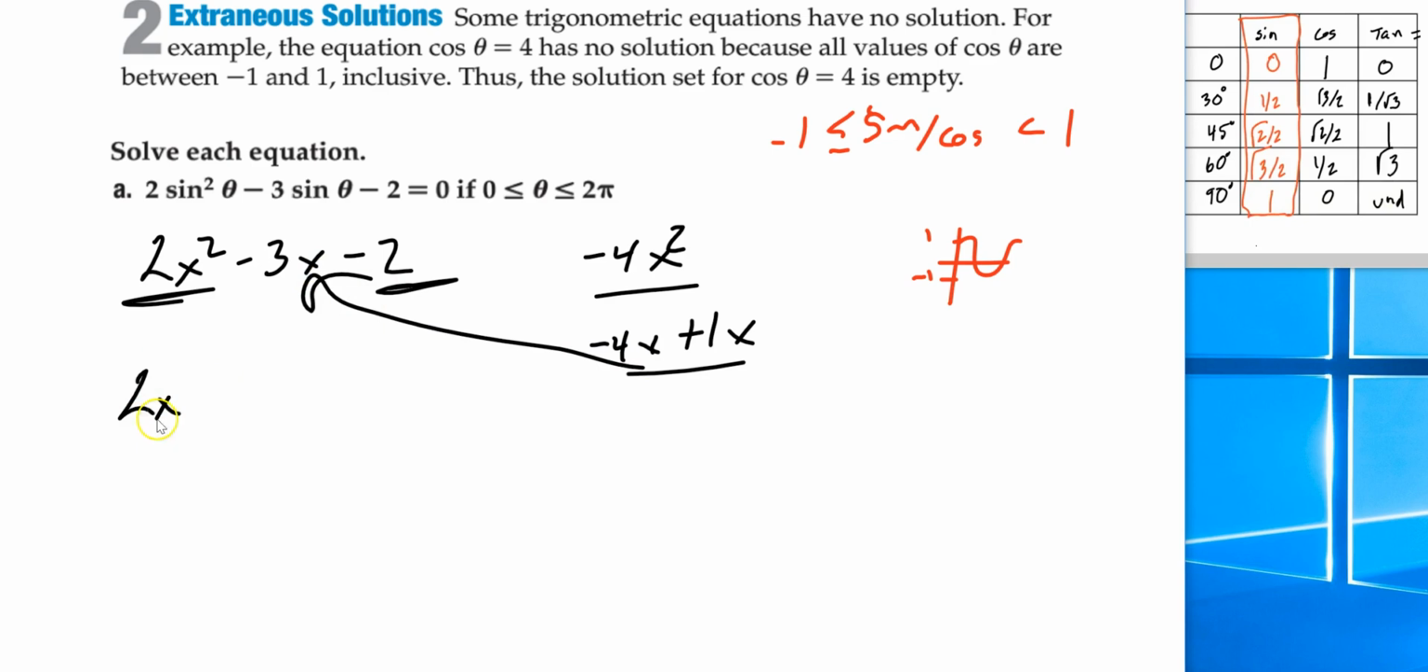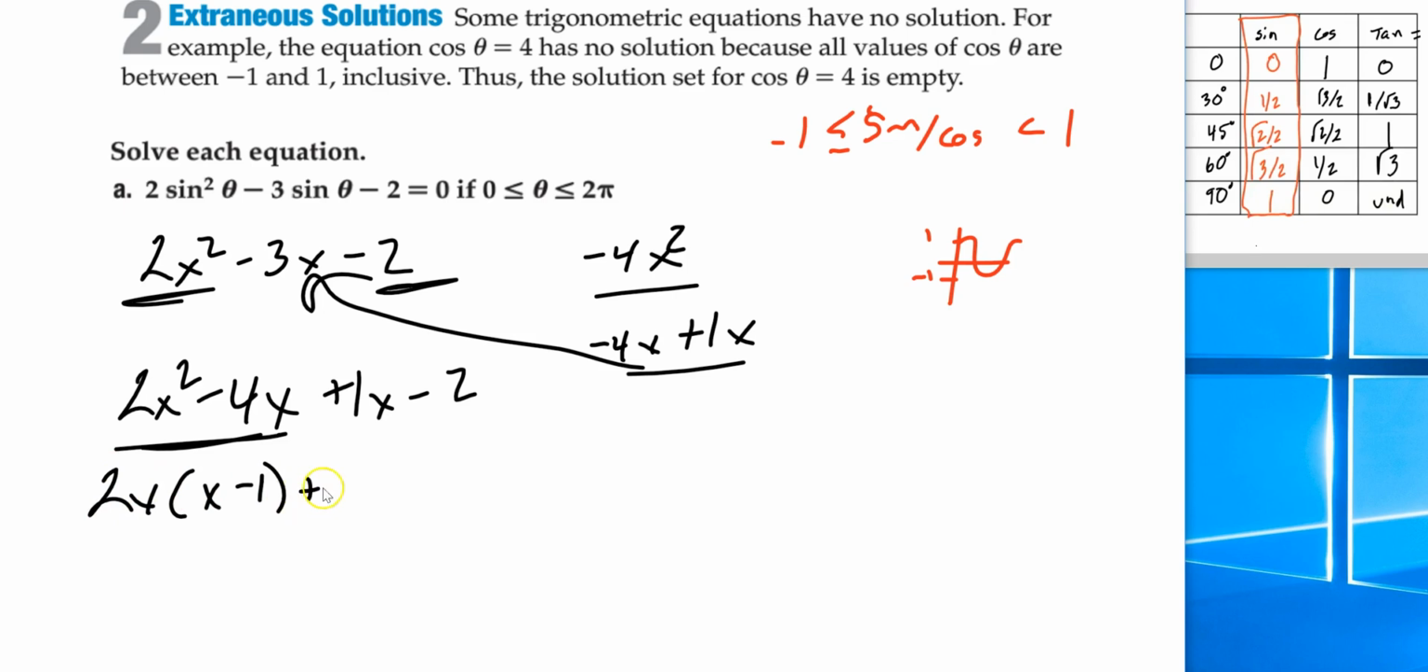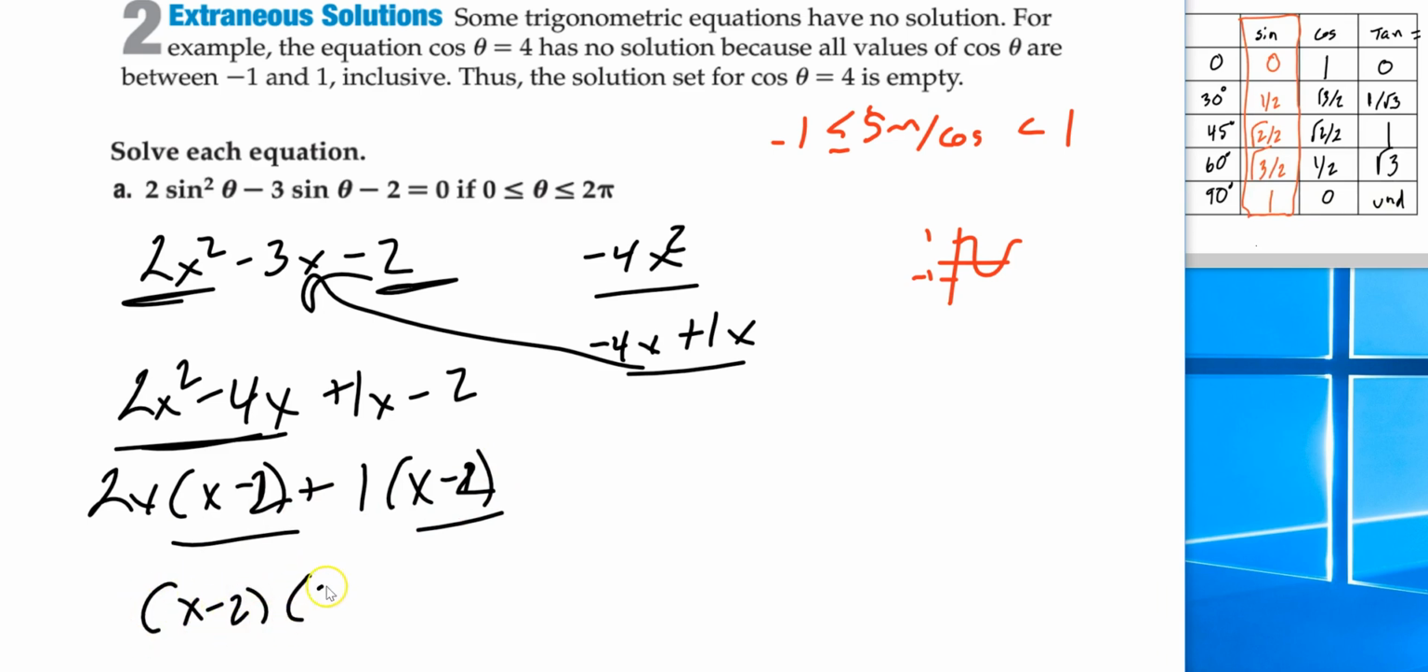So 2x squared minus 4x plus 1x minus 2. Factor by grouping. These have a 2x in common: 2x times x minus 2. These have nothing in common, so you put a 1 on the outside: 1 times x minus 2. Factor that: x minus 2, 2x plus 1. Right, so now it's factored.